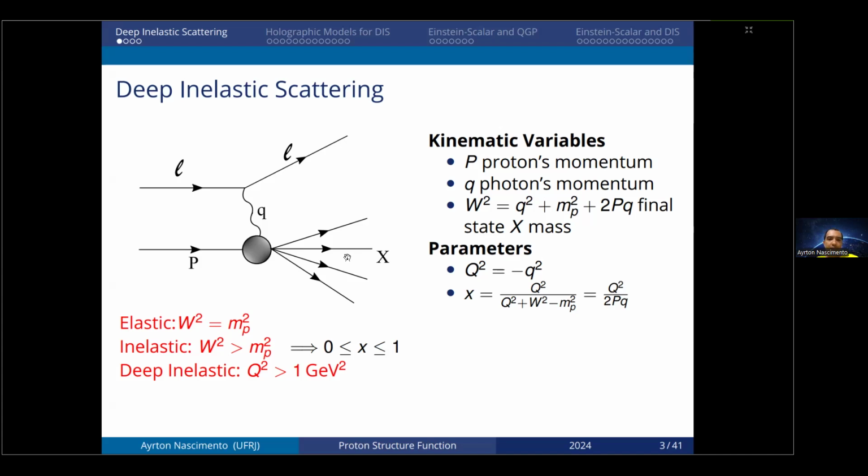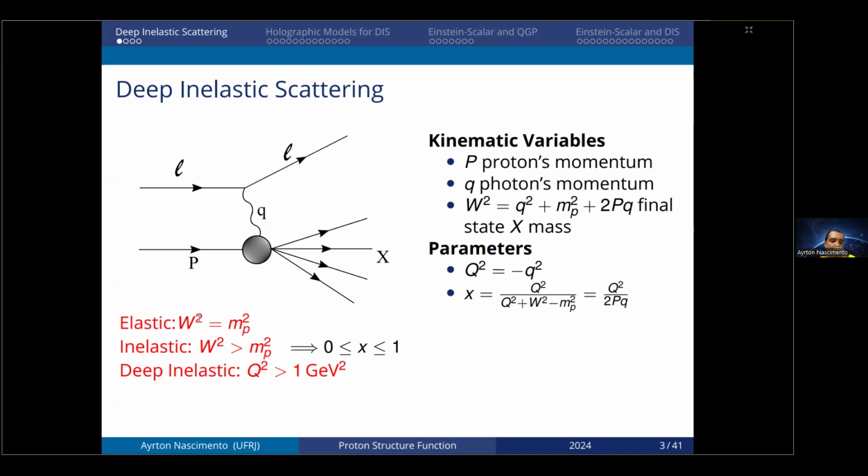Okay, and I'm also going to describe this problem in terms of two parameters of interest. For us theorists, the more interesting parameters are the Q squared and the x parameter here. The Q squared is just minus the photon momentum squared, the capital Q squared. And this x, defined in this equation, is a parameter we call the Bjorken x, which describes the inelasticity of the problem.